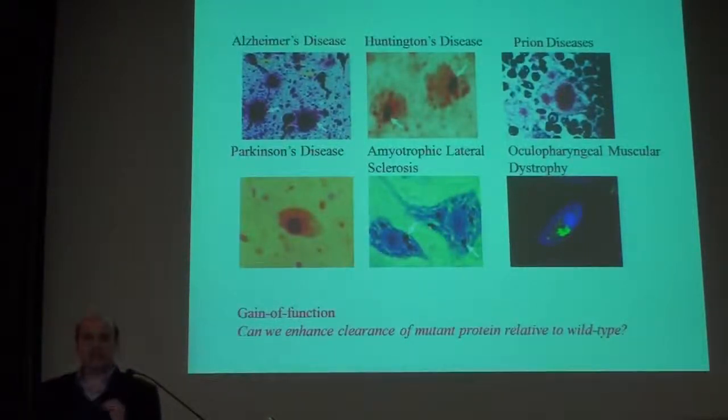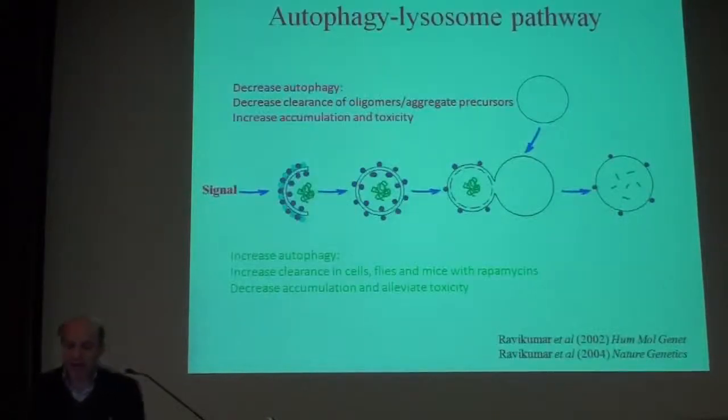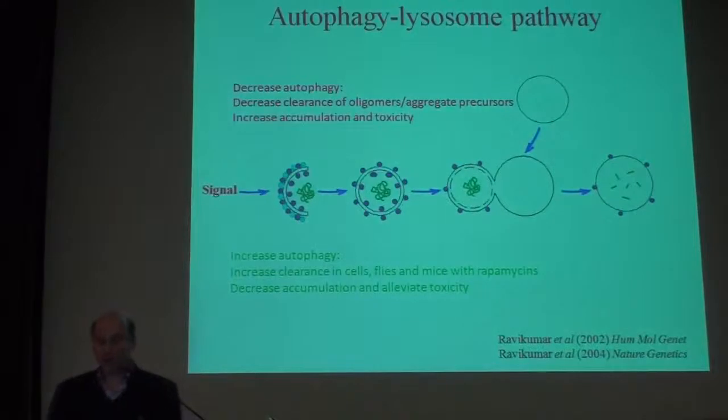When these diseases are caused by autosomal dominant mutations, very frequently the autosomal dominant mutation does two things. It makes the protein aggregate, but it also changes this protein into a poison for the cell. And so the strategy we've taken in the lab is to see if we can find ways of enhancing the removal of the poison for the cells and not really do much to the clearance rate of the wild-type protein. And about 10 years ago, we found that this could be modulated by the autophagy lysosome pathway.